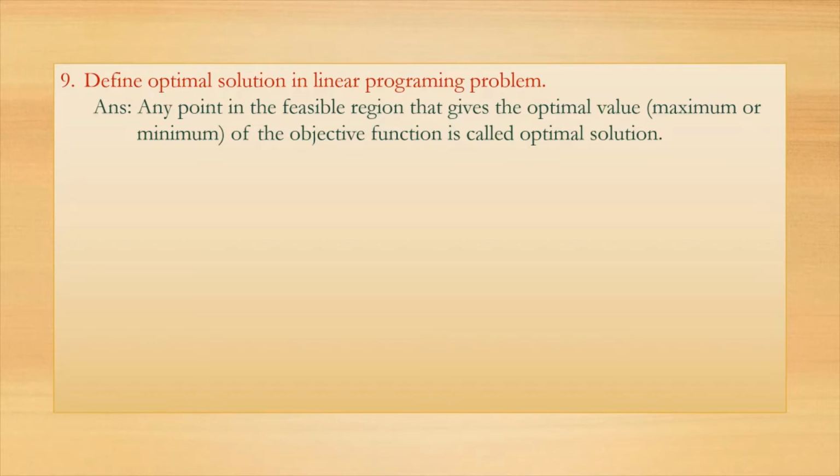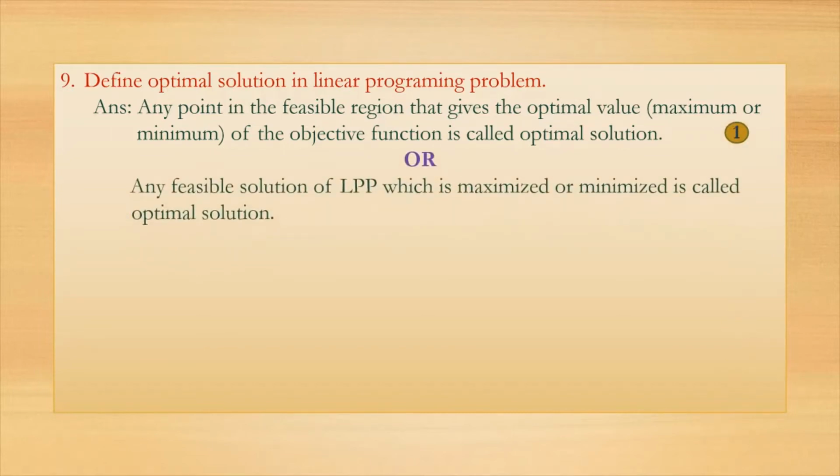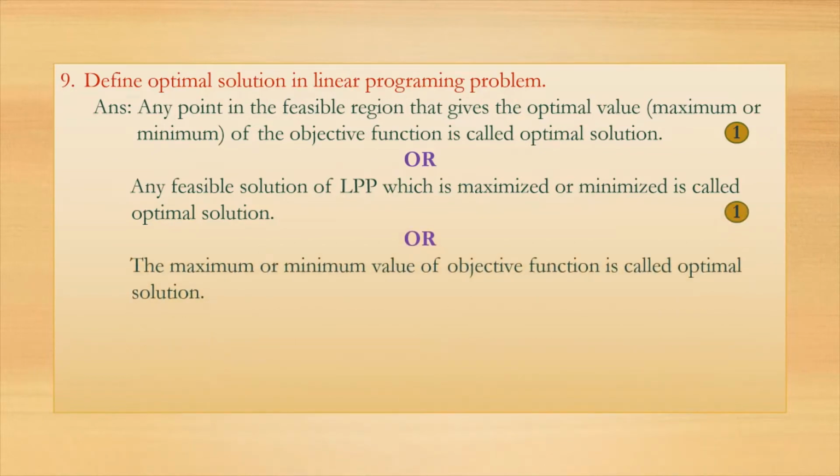Any point in the feasible region, as you all know, feasible region, correct? In that, any point which gives the optimal value, which is maximized or minimized, we call it an optimal solution. Okay. If you want, you can write it another way: any feasible solution of LPP which is maximized or minimized is also called the optimal solution. Or you can write it as: the maximum or minimum value of an objective function is called the optimal solution.